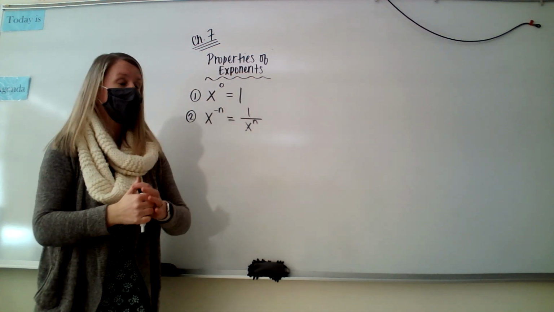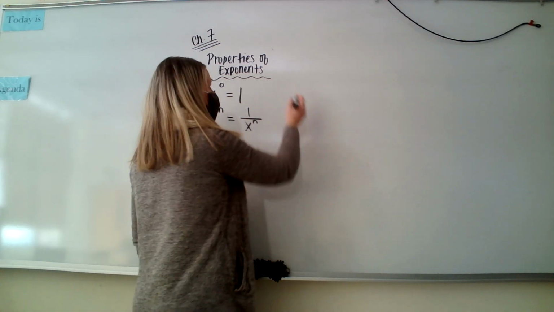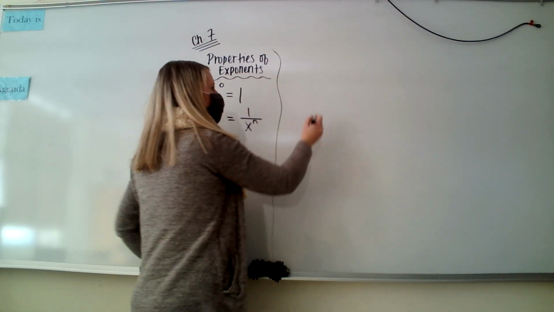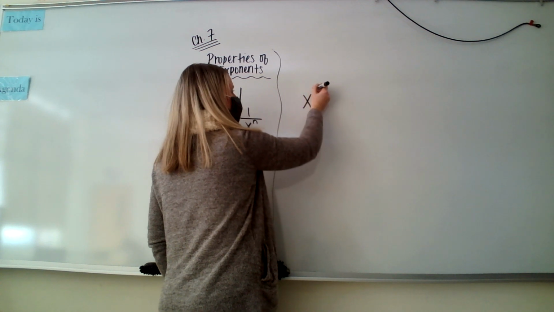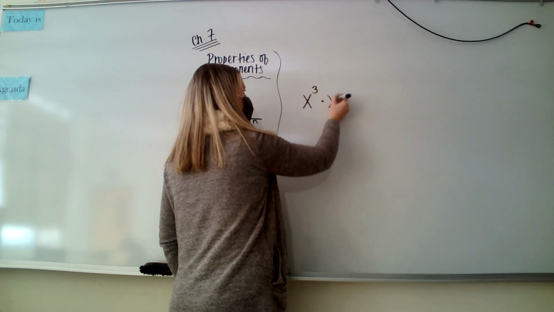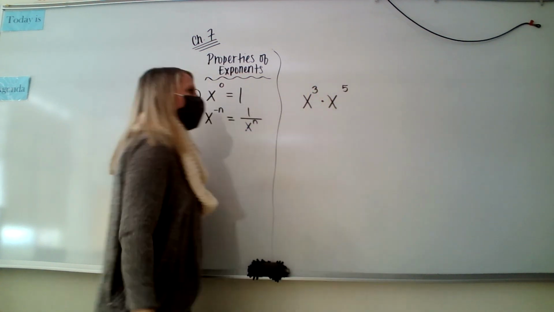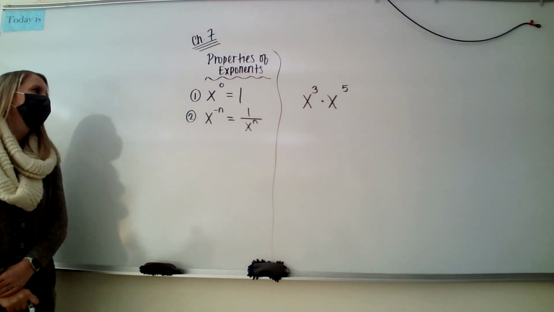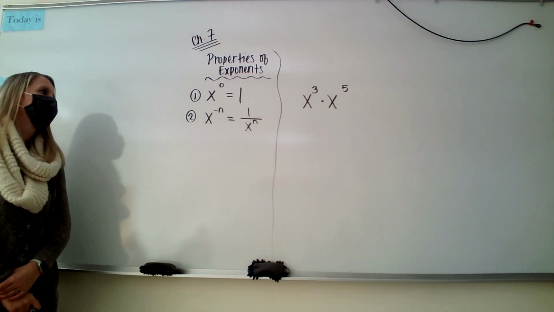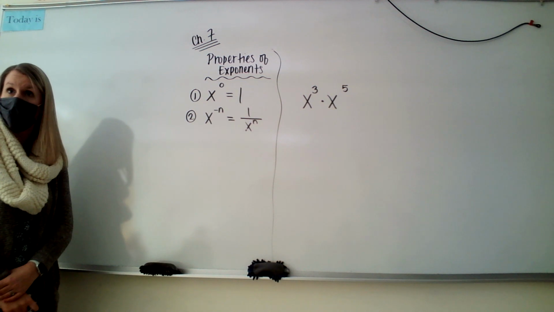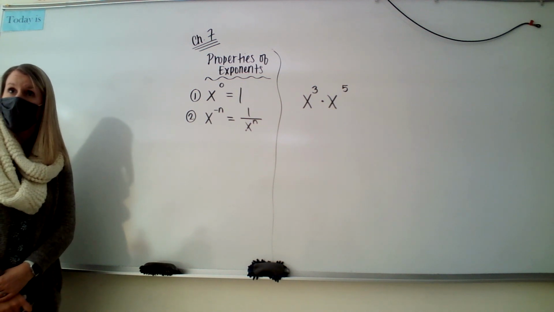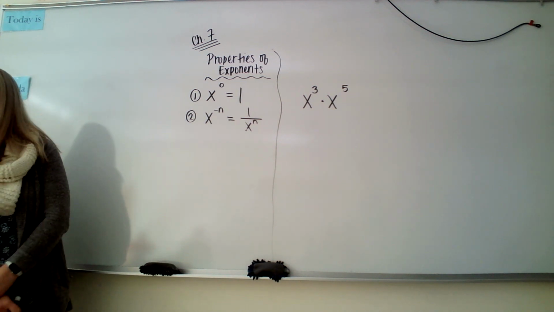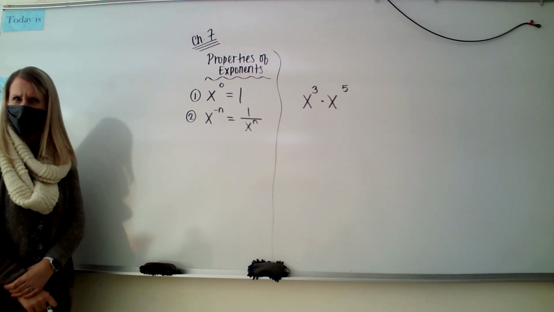Can anyone guess? I'll do the property in a minute. If I said, what is x to the 3rd times x to the 5th, what do you think it would be? X to the 8th. X to the 8th. X to the 15th. Yeah, sometimes I feel like I make it a little easy.